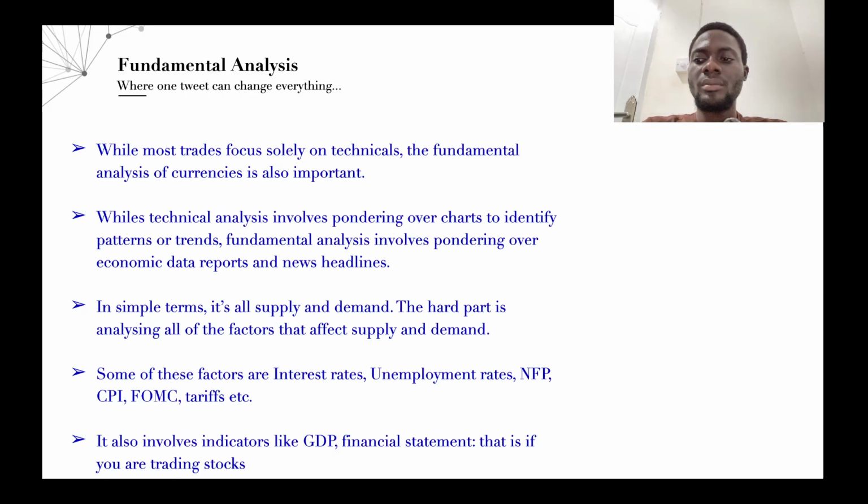Has been destroyed, or injured. The oil pipe is injured, so it has to recover. You get it? And then investors are not willing to keep their money in that market because they also have plans for that money. You get it? It also involves indicators like GDP, financial statements. That is if you are trading stocks. So yeah, moving forward.